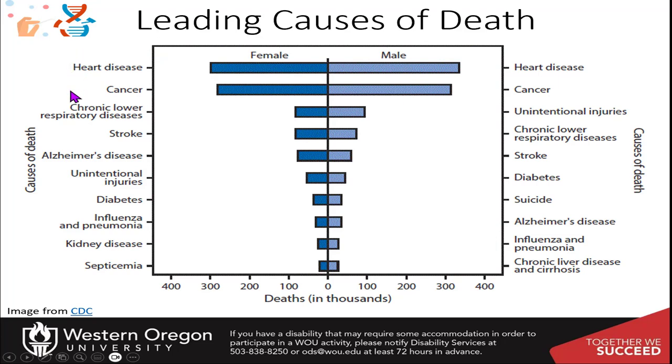So you can see again from this graph that the leading causes of death in the United States, the top two outside of COVID for the last few years, is heart disease and cancer. So these are chronic diseases. Chronic lower respiratory disease is up there for women. Men, top three, unintentional injuries.